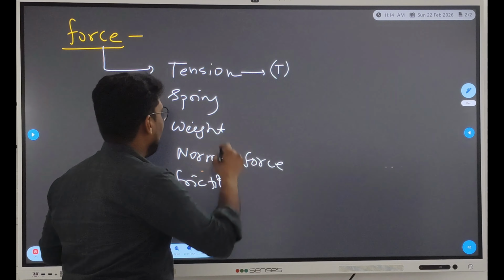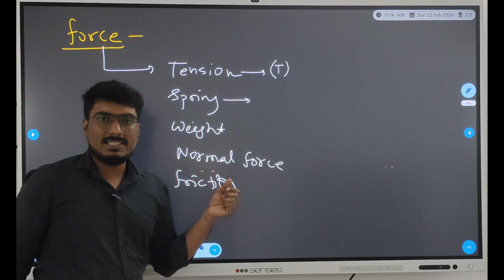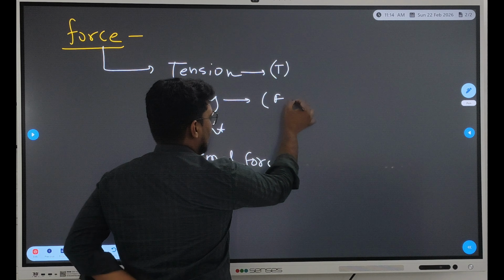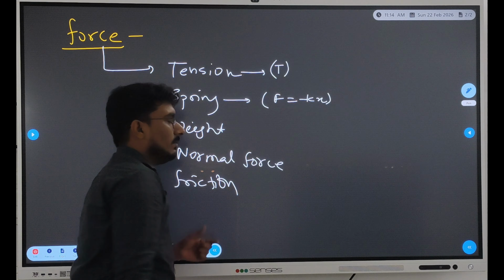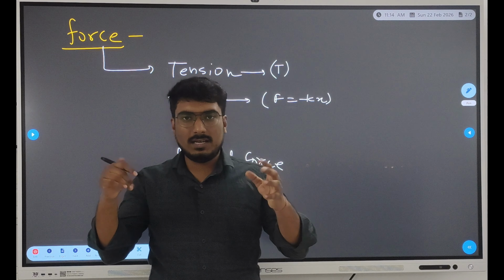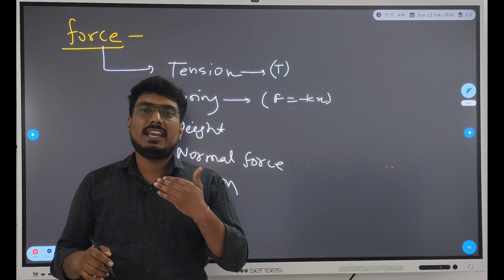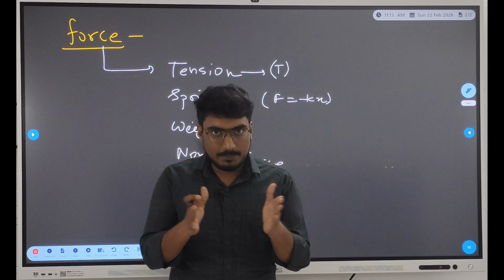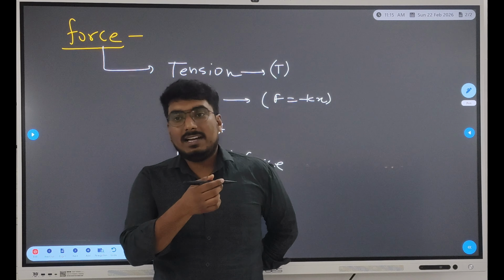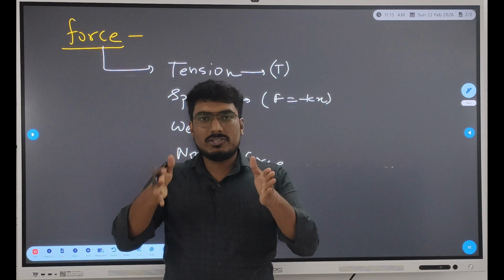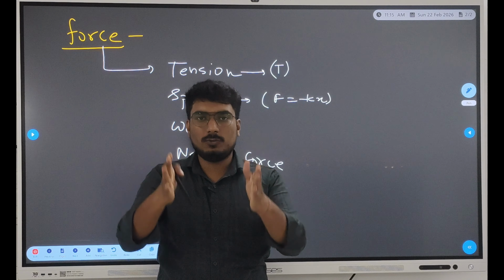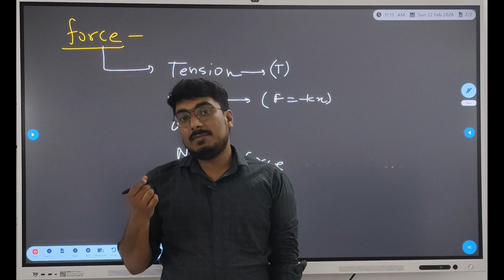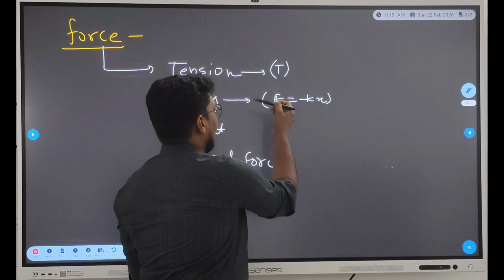Okay, next we are having spring force. In the oscillation chapter I think you have studied the spring force. F is equal to minus kx. Remember, when we stretch or compress the spring, it will try to oppose the motion. Let's say we are compressing the spring, what will happen? It will try to go back to the original shape. If you are stretching, it will again come back to the original shape. That type of force, which is opposite to the displacement of the body, is called spring force.